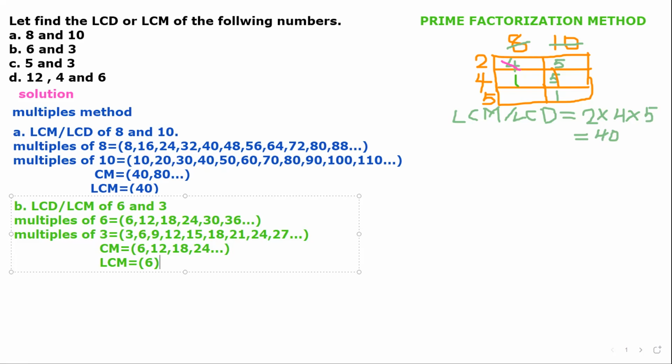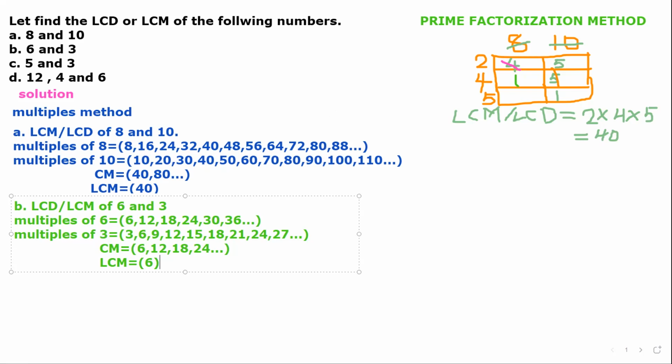After listing the multiples of 6 and then the multiples of 3, you list the numbers that appear in both at the same time, and you call that the common multiples. Within the common multiples, we list the least one, and that is 6.